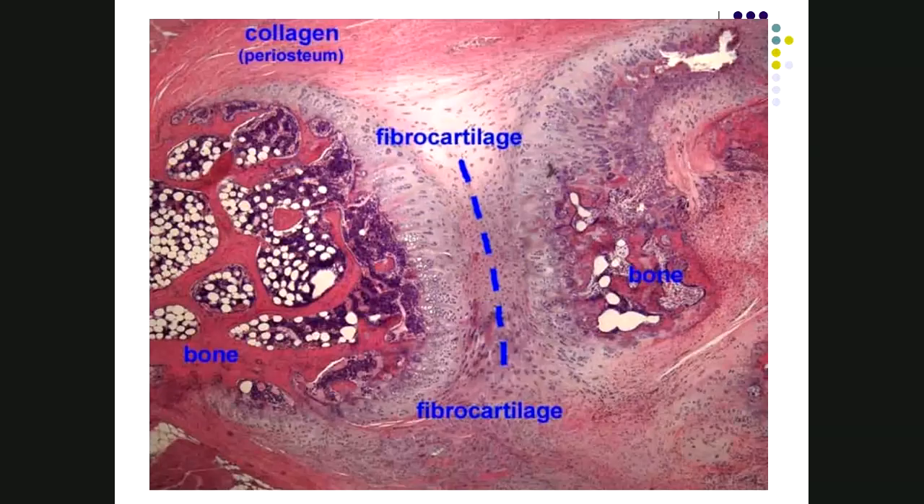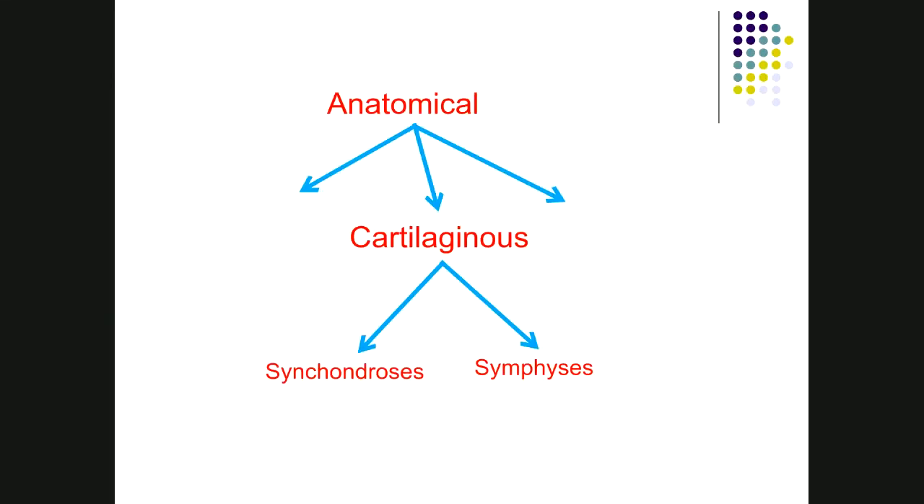Here's what that fibrocartilage looks like. Over here is bone, and over here is bone, and here's this cartilage right here holding these two bones together. Again, because it's fibrocartilage, because the fibers are spread out, we're going to get a little bit of movement. So it's going to be amphiarthrotic. So those are the cartilaginous joints. Any questions about either of those?